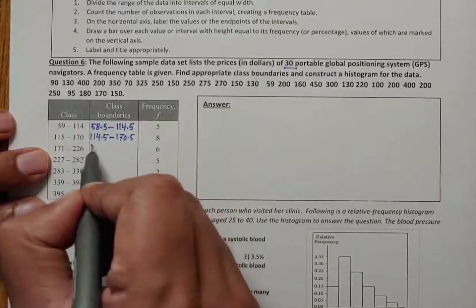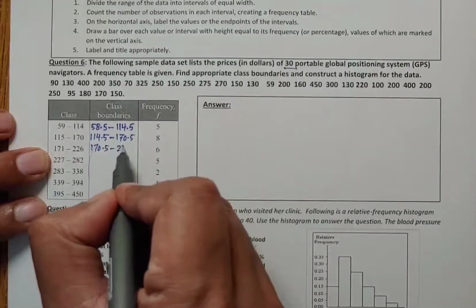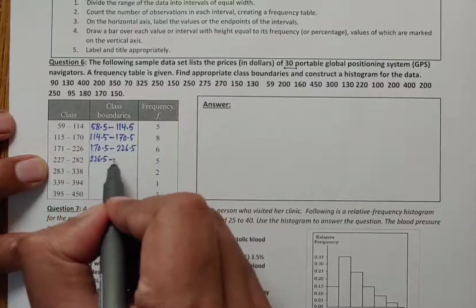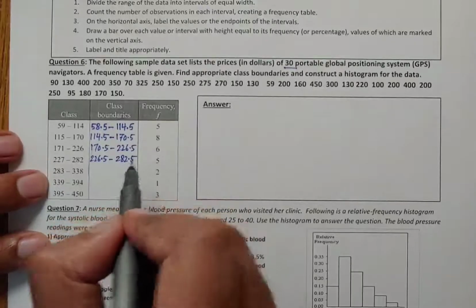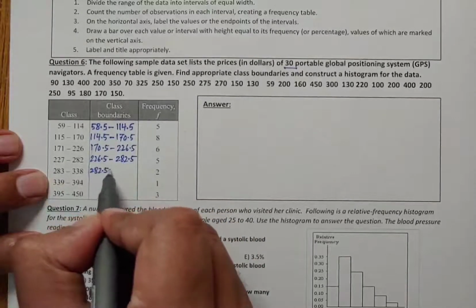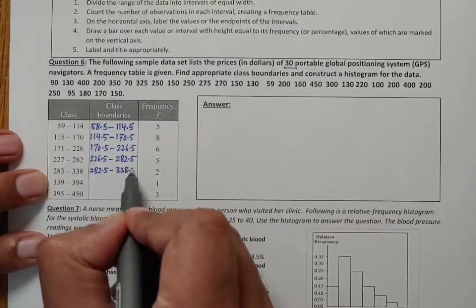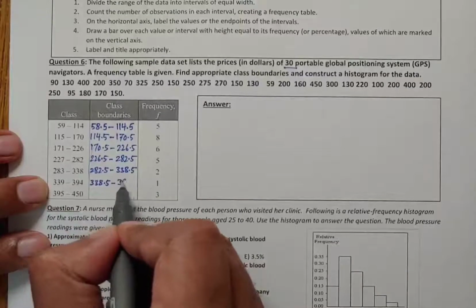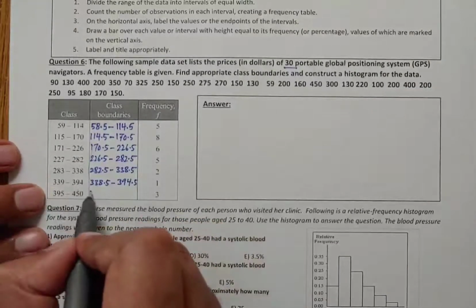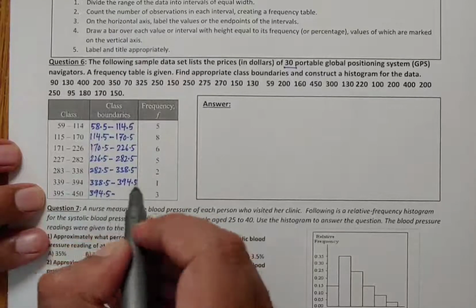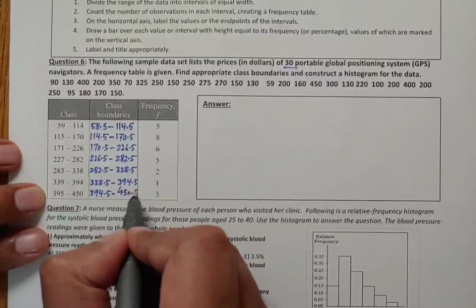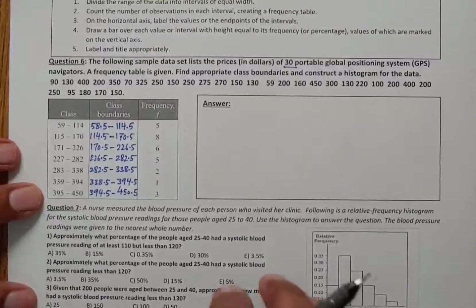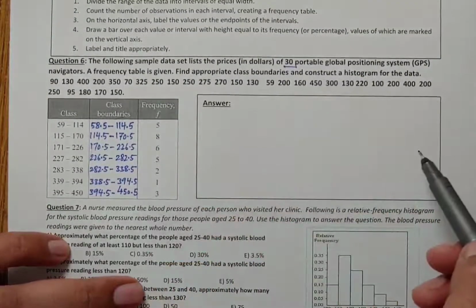And so this is 170.5 to 226.5, this is 226.5 to 282.5, this again 282.5 to 338.5, again 338.5 to 394.5, and this 394.5 to 450.5. Okay, so these are the boundaries. So we adjust the boundary, and now we have the frequency. Now we can draw the histogram.